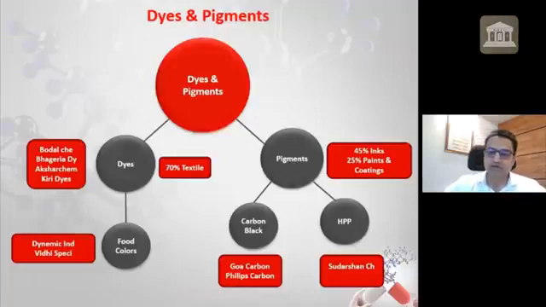In case of pigments, high performance pigment is one of the areas where I think there are opportunities. Sudarshan Chemical works in high performance pigments. These are something which protect from ultraviolet rays, which protect from sunlight. I think there is opportunity in high performance pigments. Apart from that, mostly pigments are used in inks, paints, and coatings.